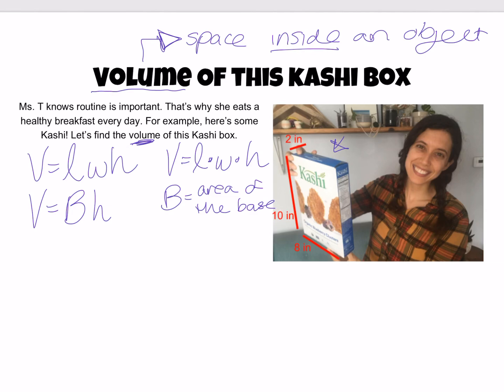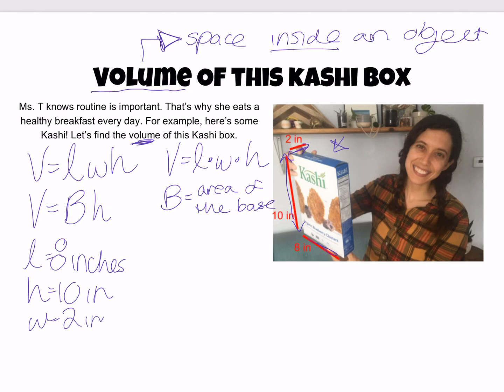Well, we have two formulas, but we have three values here. We actually have a length, a width, and a height. So I am going to use our volume equals length times width times height formula. L is length, and that can be our longer side here, and that'll be 8 inches. Our height, well, that's how high our box is. That's 10 inches. And our width, that's this one here, 2 inches.